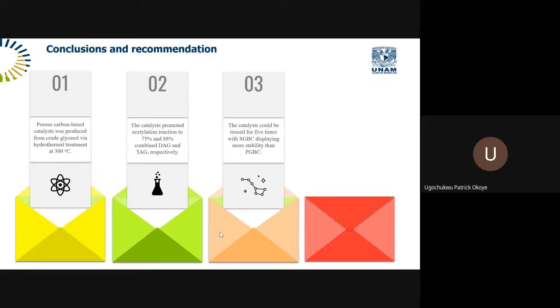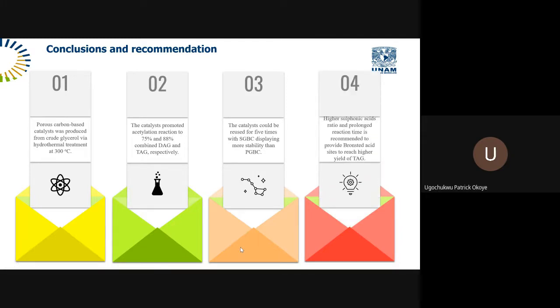However, there is a slight decrease in the acidity of the material, showing that there is a slight leaching of the acid. This leaching could be stabilized by producing nano carbon material with enough Bronsted acid or anchoring this material on another support to increase the stability. Hence, we recommend that sulfonic acid group should be increased and reaction time should be prolonged to achieve even higher triacetyl glycerol and diacetyl glycerol.